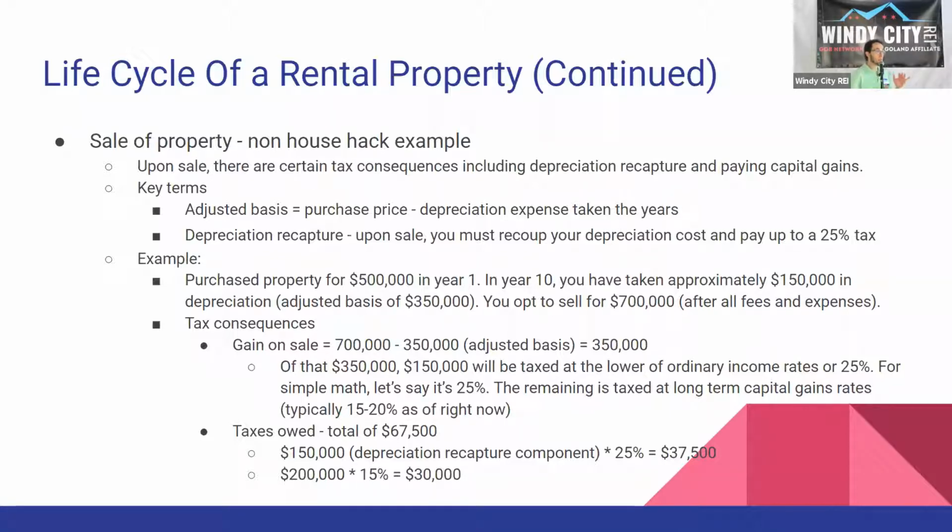So now figuring out your total tax owed, it's going to be $67,500. You take that $150,000, the depreciation that's now getting recaptured, and multiply it by 25%, which is the rate, giving $37,500. And then you've got your long-term capital gains portion of $200,000 times 15%, or $30,000. Combining those two, you get to $67,500.